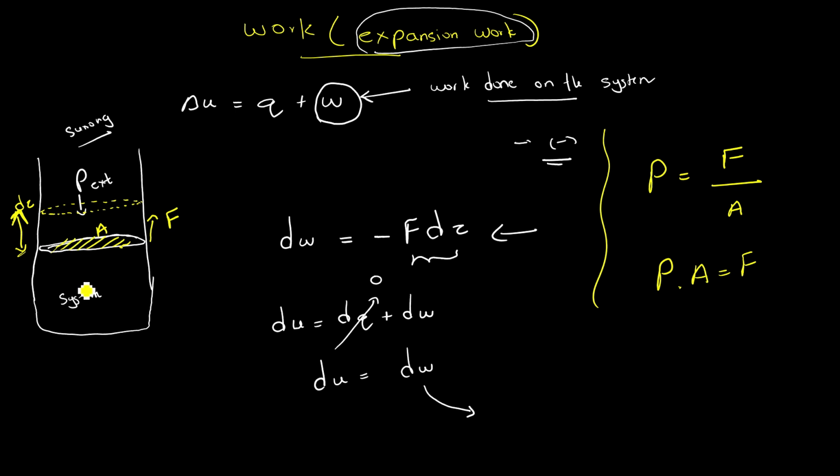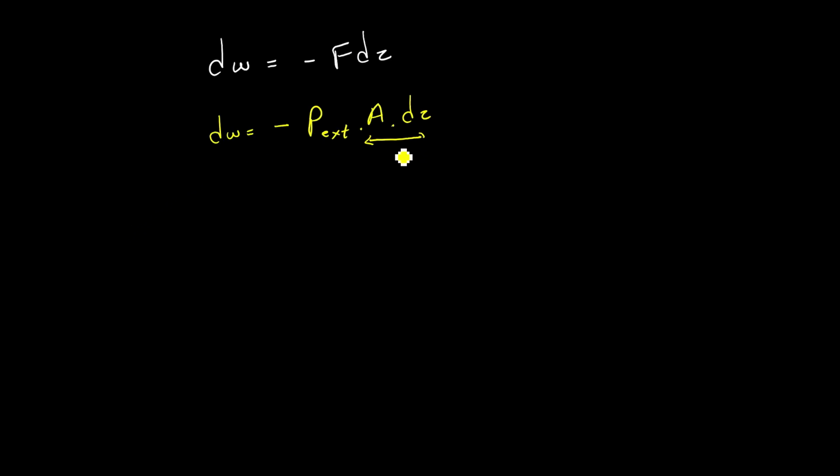The volume change. This system has an initial volume, and now at the final state it has this kind of volume. So this A times dz gives you the change of volume. So I can substitute for these two terms dV, the change of volume. So now I can write my final equation as dw equals negative PEXT dV.